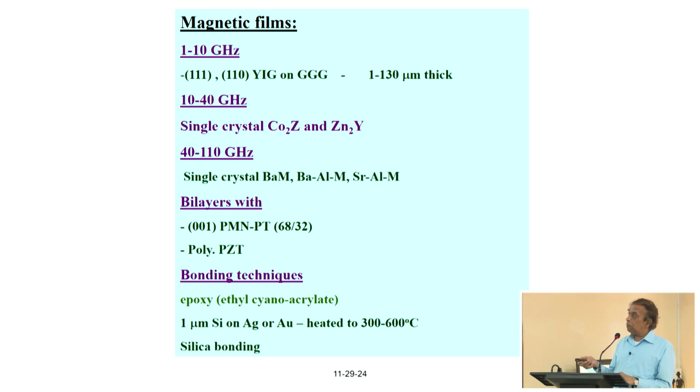And then we can form bilayers with PMN-PT or PZT, and it has to be done by some kind of bonding technique. It can be epoxy bonding, eutectic bonding, or silica bonding. In silica bonding, you can sputter a thin layer of glass, then heat it up at high temperature and apply some pressure between the ferroelectric and the ferrite, and that will lead to good bonding. But we tried all three of them. The best one and the easiest one is just the epoxy bonding. It works very well, and you do not need any fancy technique, but it is okay so long as you do not have any heating associated with the device. If the device heats up, then there is a danger of debonding the ferrite and the ferroelectric, and the device will not work anymore.